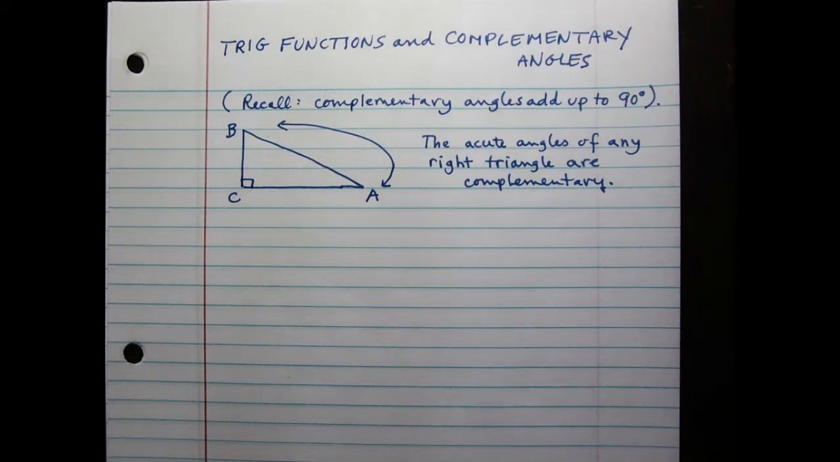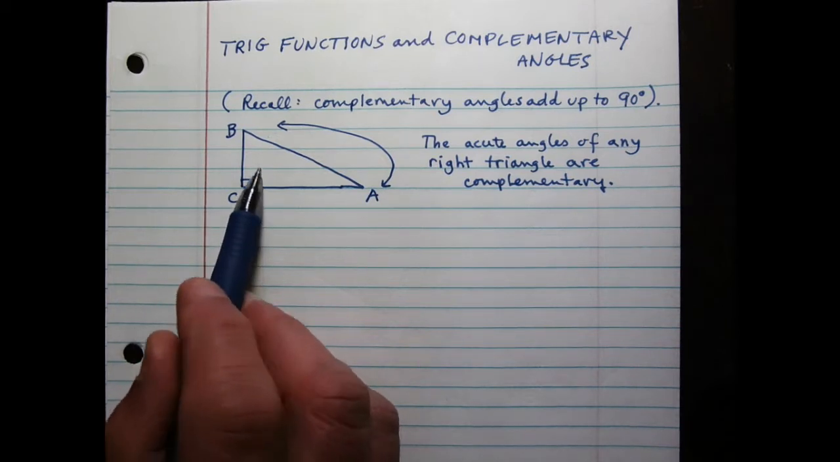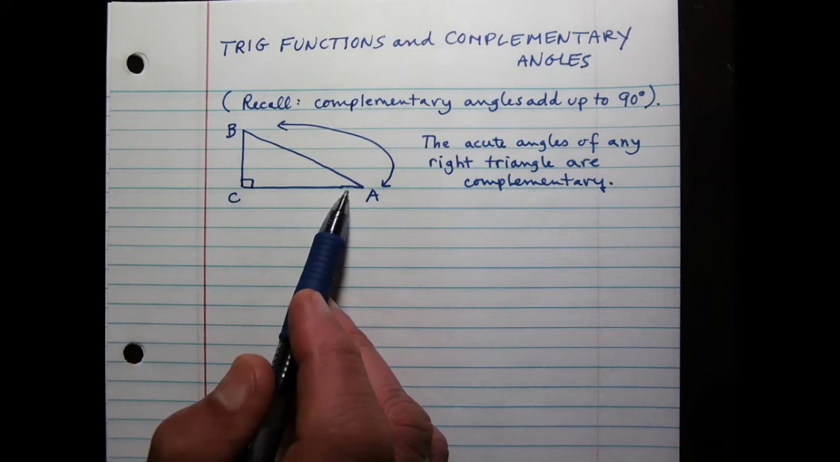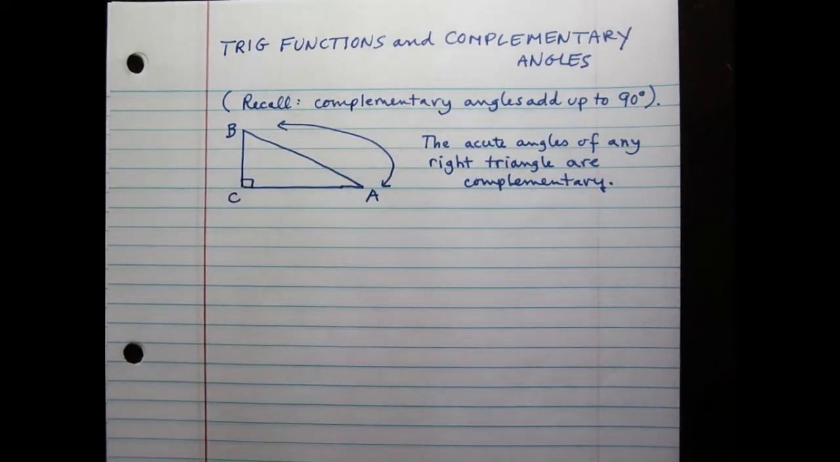So we're going to make some observations about the trig functions of complementary angles. Recall that complementary angles add up to 90 degrees, and in a right triangle, the two acute angles, so in my picture, angle A and angle B, are complementary to each other.